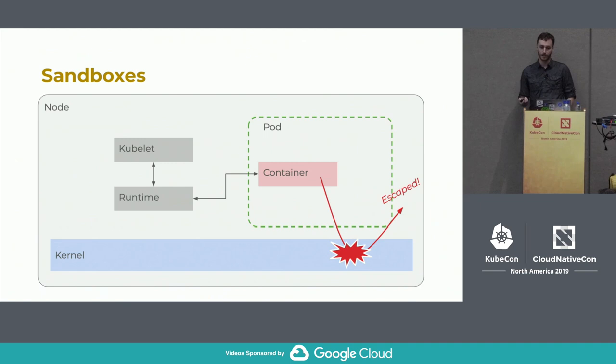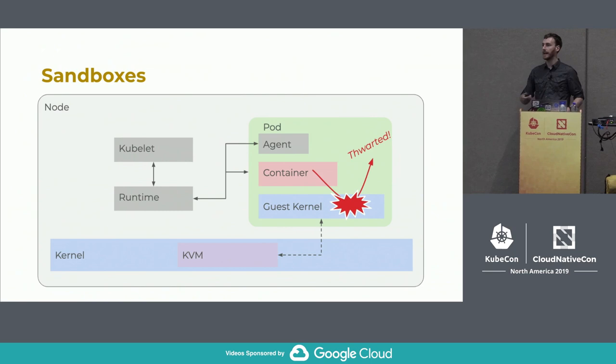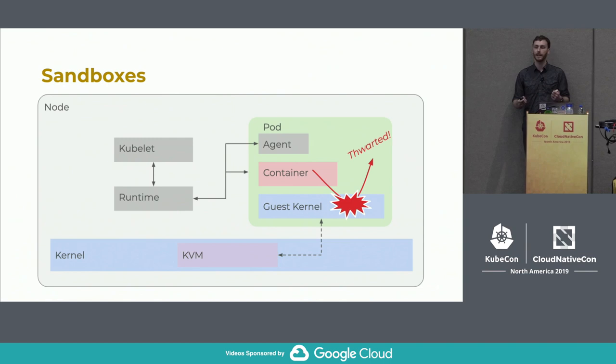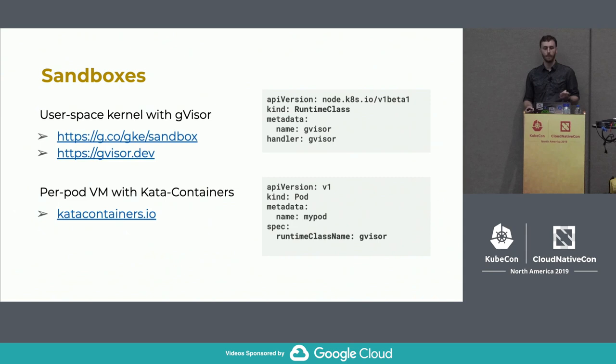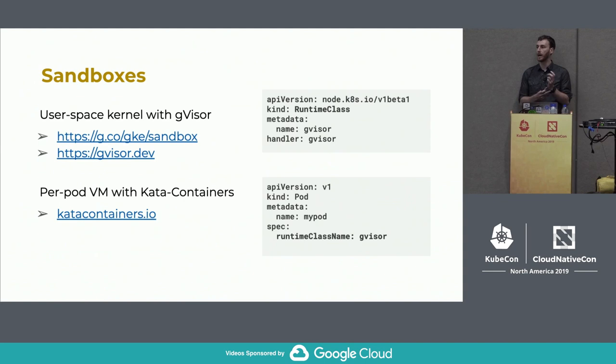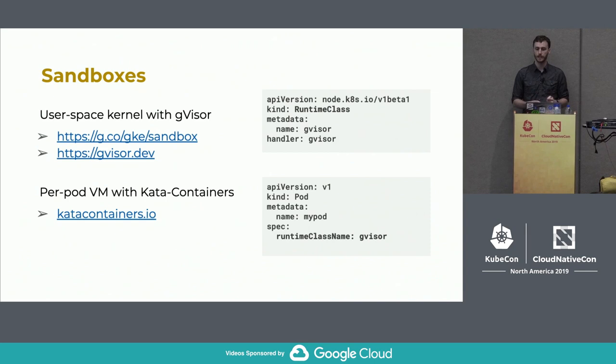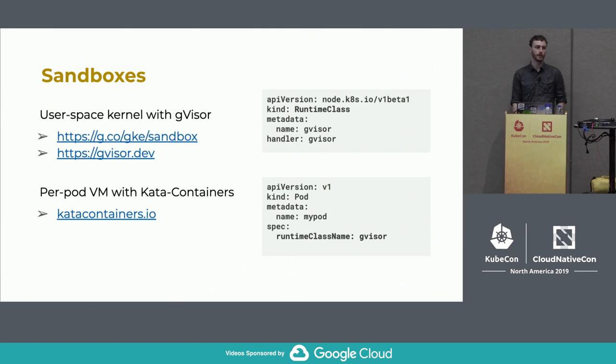So the idea of sandboxes is let's run a separate kernel in every pod. And then if you have a vulnerability in that separate kernel, the attacker can escape out of that container, but they're still stuck in this pod sandbox, and they need to chain it together with a second vulnerability to actually get out of there. In practice, the two main implementations used in Kubernetes today are gVisor, which runs a sort of user space emulated kernel, and Kata Containers, which is a lightweight per pod VM. And we abstract this away with RuntimeClass that represents the underlying runtime. Then you can just reference the RuntimeClass from your pod to use that. And there's a lot of links in here if you want to learn more about that.